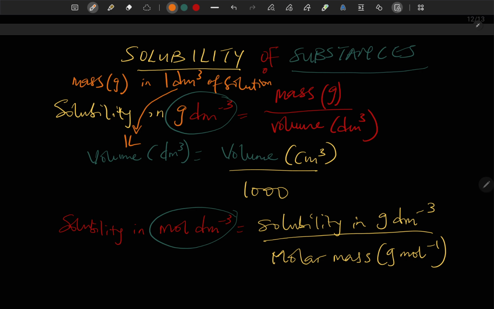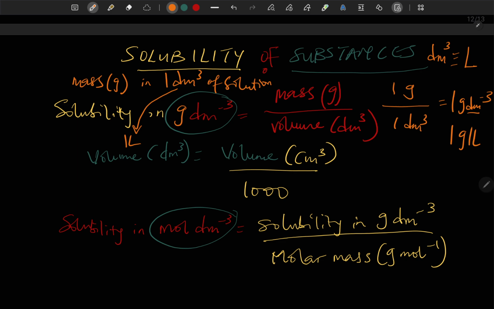Which means that, for instance, if we have 1 gram of a substance dissolving in 1 dm cube or 1 liter of a solution, then the solubility will be 1 gram per dm cube, or we can say 1 gram per liter. So in this video, I'm going to be using dm cube in place of liter, but bear in mind that dm cube is equivalent to liter.